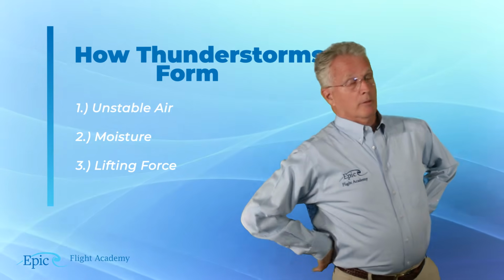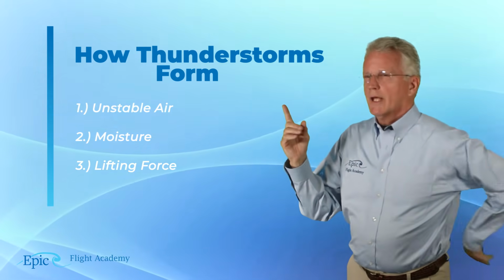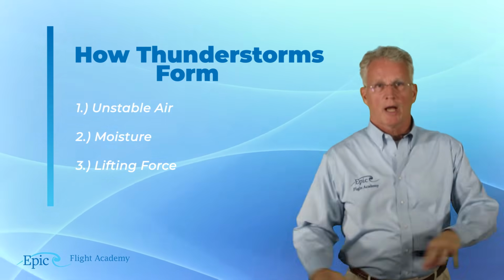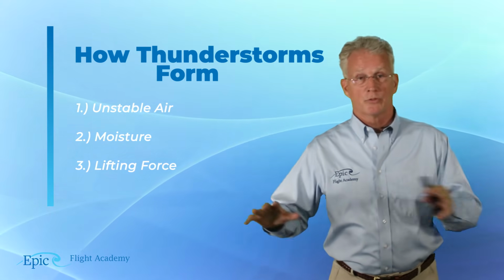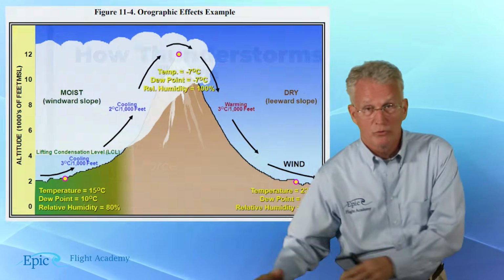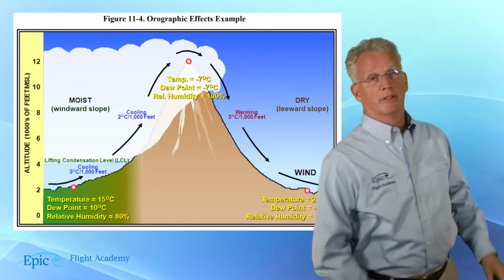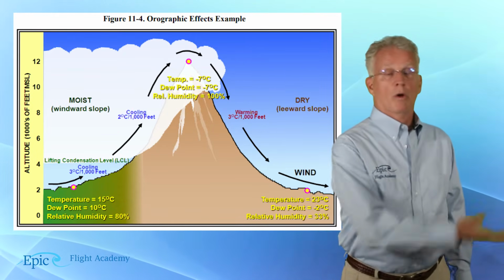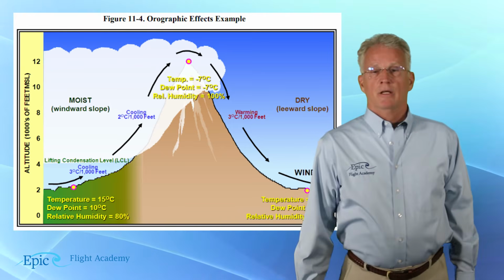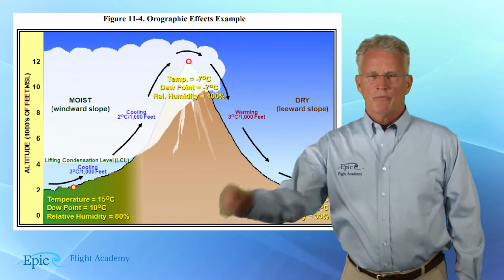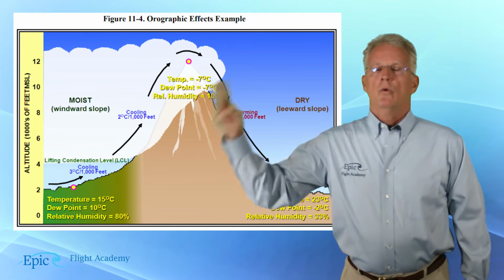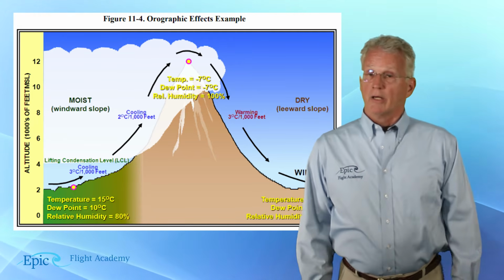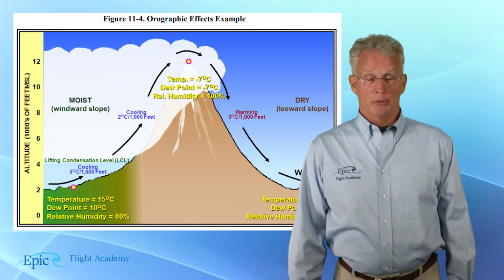Wow, that's a pretty big word. What the heck is orographic? What that really just means is geography. I want you to think of a mountain range. So the air mass moves towards these mountains and is lifted orographically, or by the geography of those mountains. So if we have these three things, unstable air, moisture, and a lifting force, we may very likely get thunderstorms.